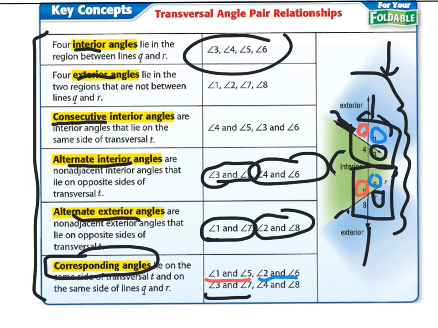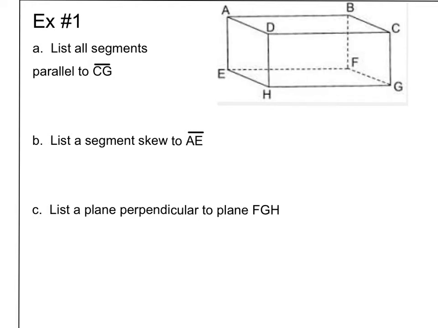Consecutive means on the same side also. So I don't mind if you use consecutive or same side, as long as you know they mean the same. All right, we're almost done here. Now here's 2 examples to kind of run through this.